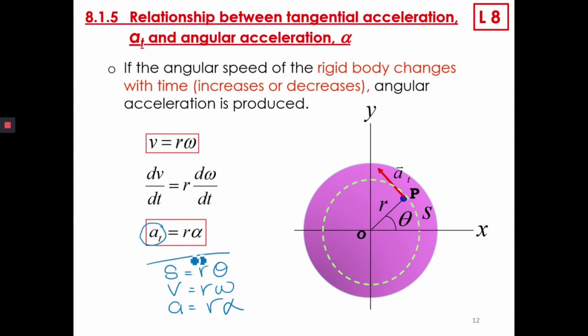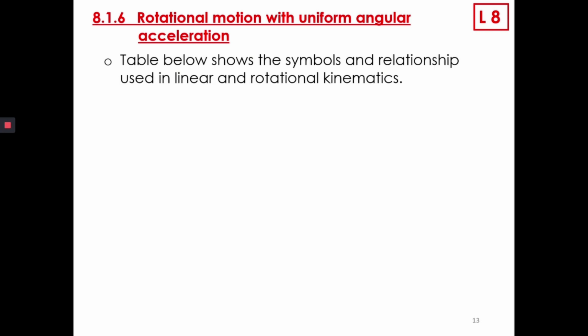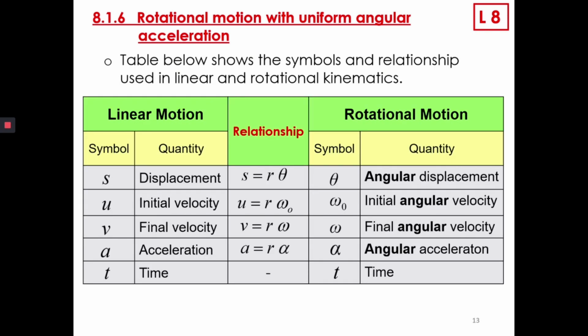So this is your linear quantity times r, and this is your rotational quantity. Here you can relate between your linear and rotational: theta, u and omega naught, v and omega, a and alpha, and t is the same time. This is the relation between your linear and your rotational.